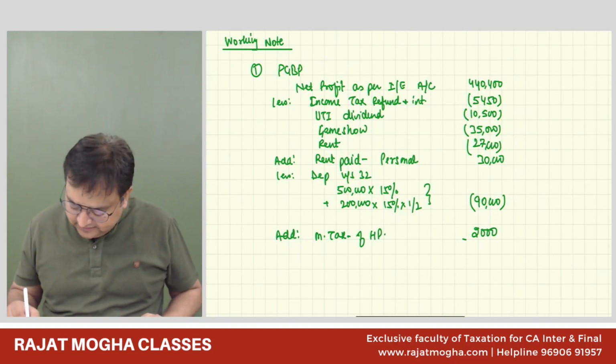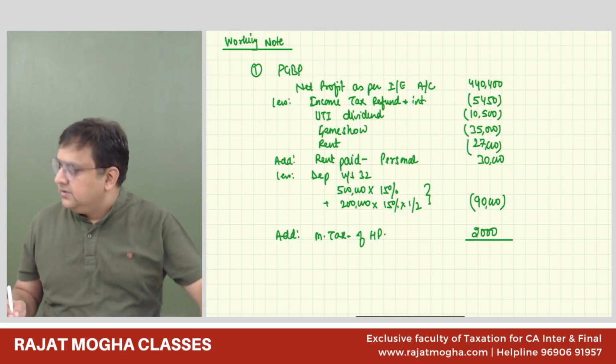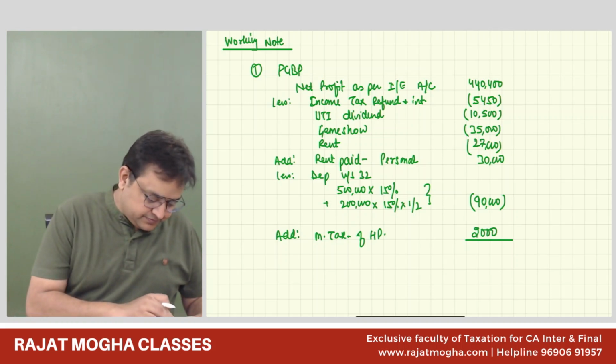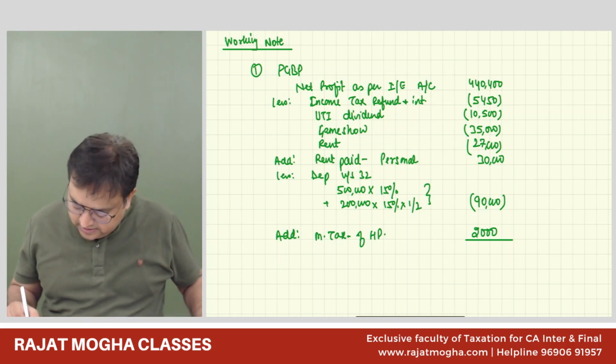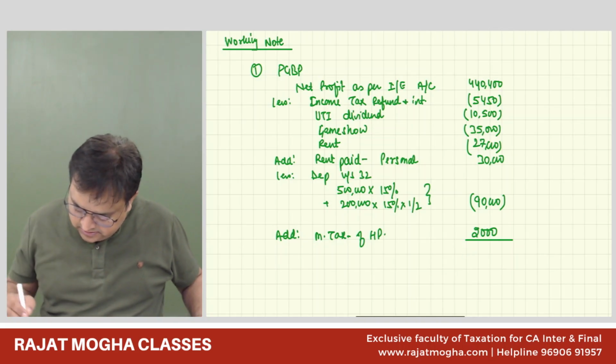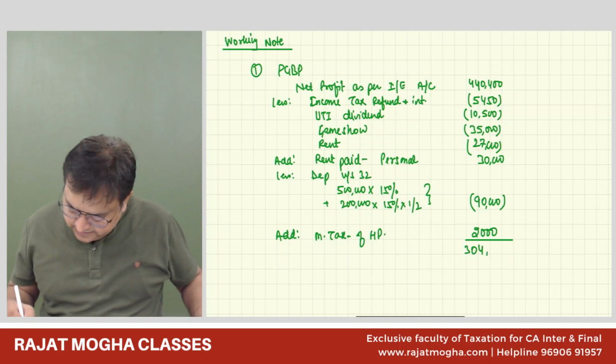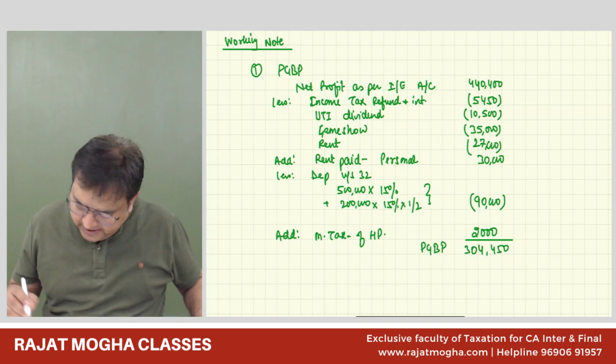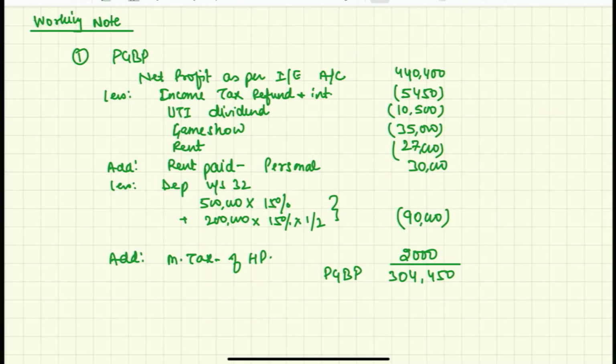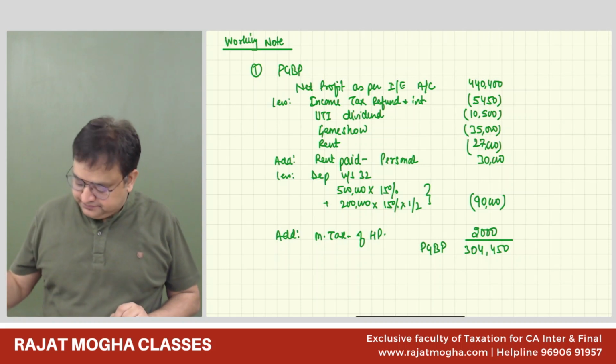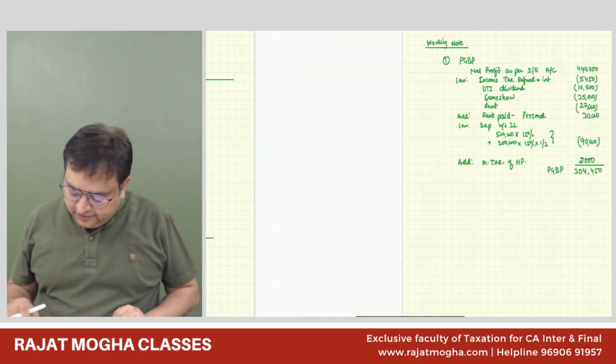Everybody is clear on this, guys? Yes, sir. So how much would it be? 3,04,450. This is PGBP. Everybody done? Yes, sir. So we'll take this PGBP there, 3,04,450.